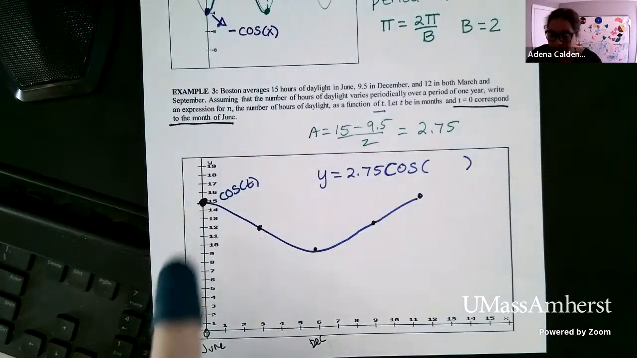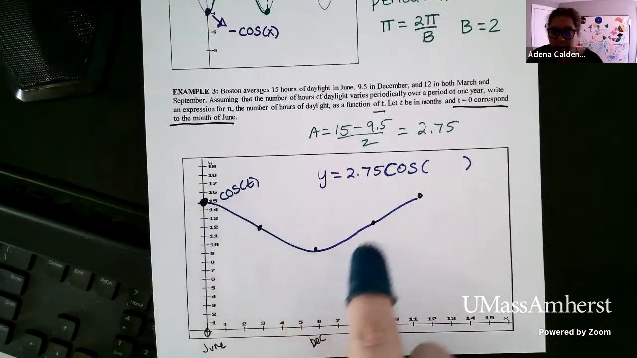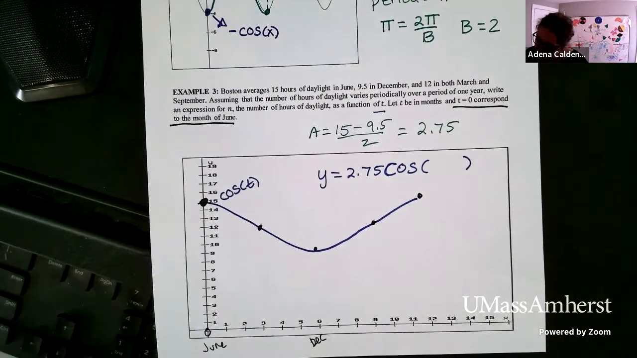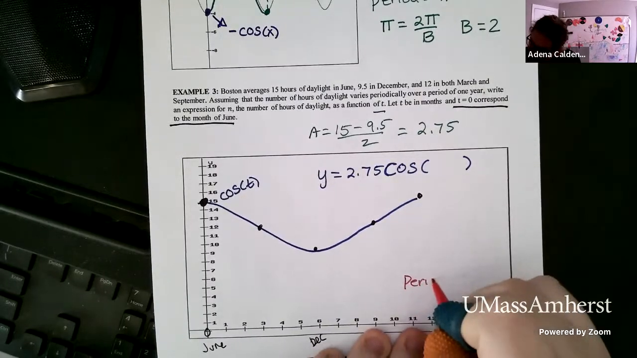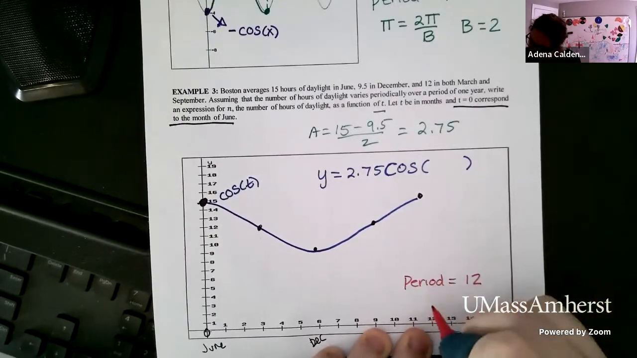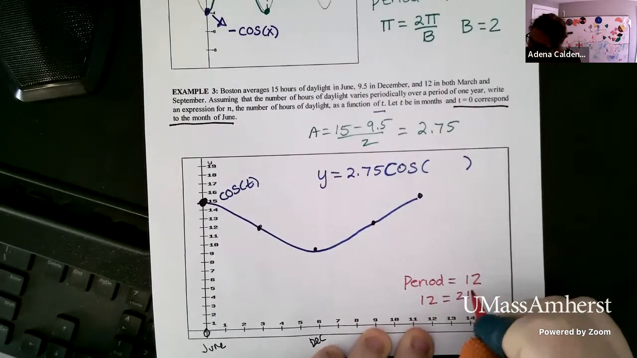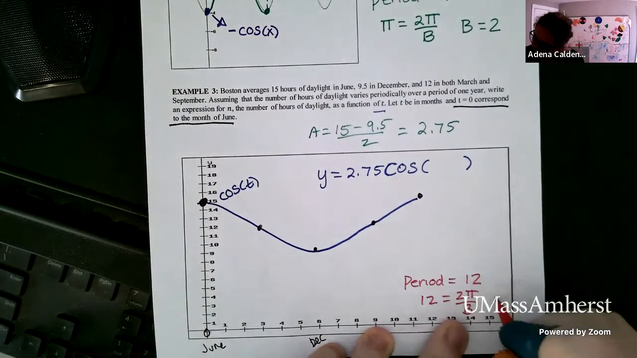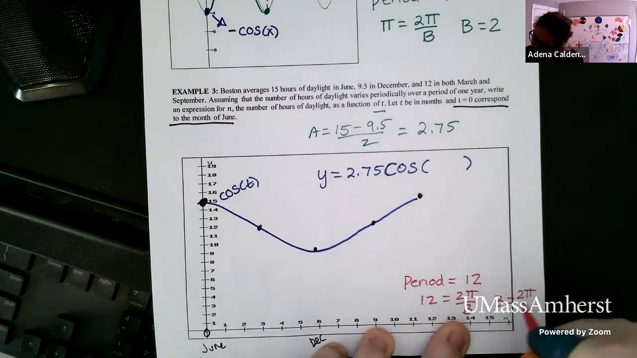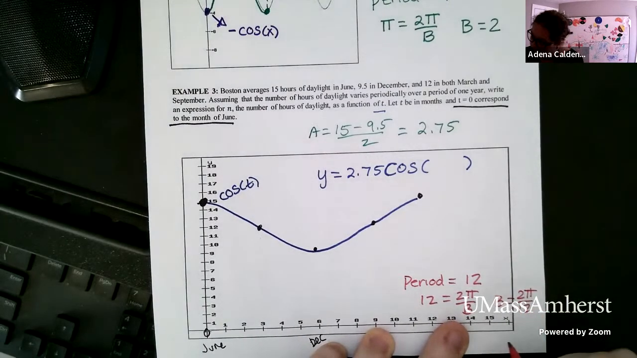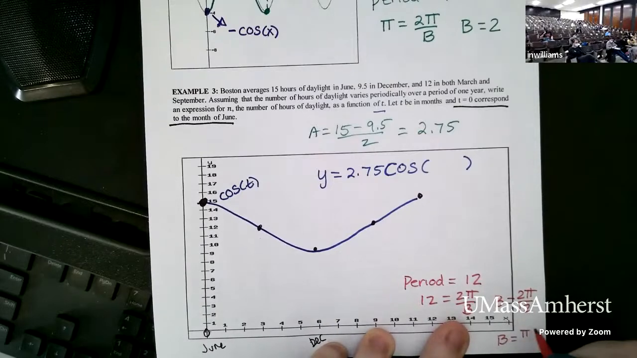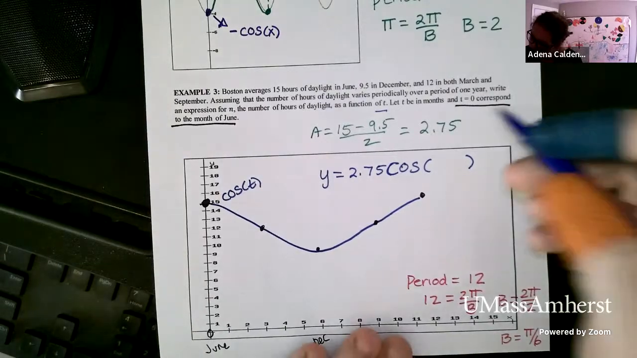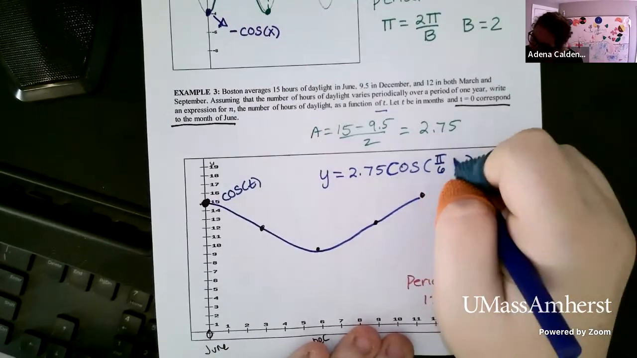Let's talk about the period. The period is 12 months, right? It takes 12 months to repeat. Every 12 months, it starts again. So for the period, it's 12. So we take 12 and set it equal to 2 pi over b. Now we're going to solve for b. So b equals 2 pi over 12, which is the same as pi over 6. We can put that into our formula. So we have pi over 6 t.